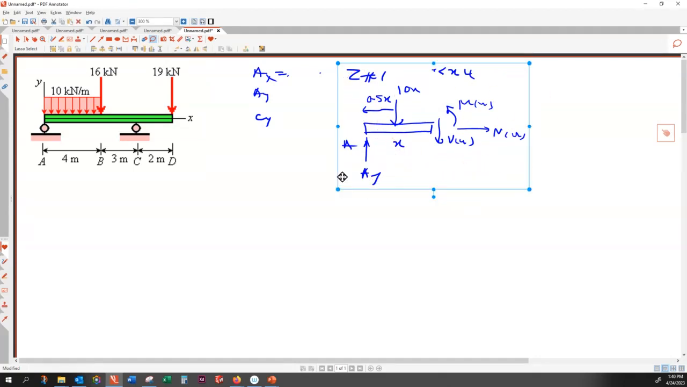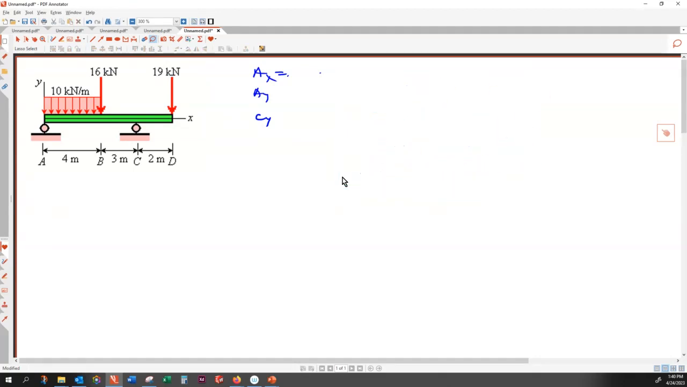And then I jump into the second zone. Before going to the second zone, left-hand side, right-hand side, you will have a discontinuity of the shear. This is a shear force, 16 kilonewton. Whatever my end value is at this point, left-hand side, when I jump to the right-hand side, I have to push this down further 16 kilonewton. That is how this discontinuity works for the force.